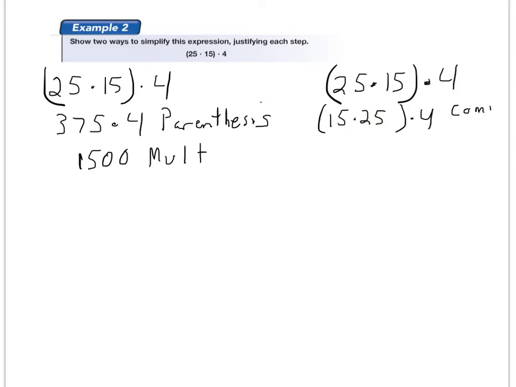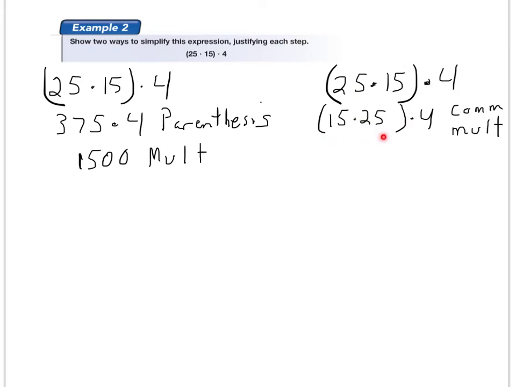commutative property of multiplication. So I'm just going to abbreviate that. Again, that's part of justifying my step. The commutative property of multiplication says I can switch these two around, and that would still be the same answer. And again, the reason I want to do that is because I'm looking and going, okay, I know 25 times 4 is really easy. That's 100. And that's going to make this a mental math problem.